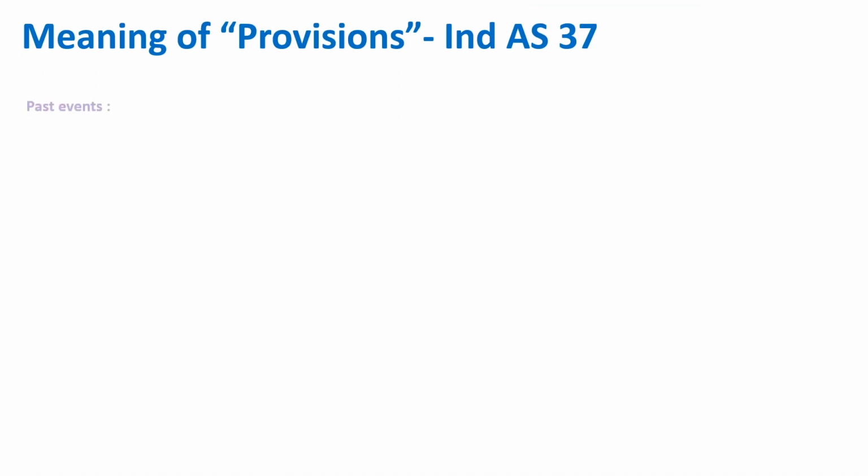Now let's try to understand the meaning of past events. This is very important because the definition says that the obligation should be connected to past events. So if the past event is not there as on the balance sheet date, you need not create a provision. So understanding the meaning of past event is very important so that you create the right provisions.